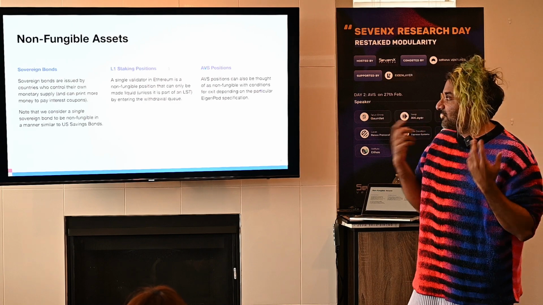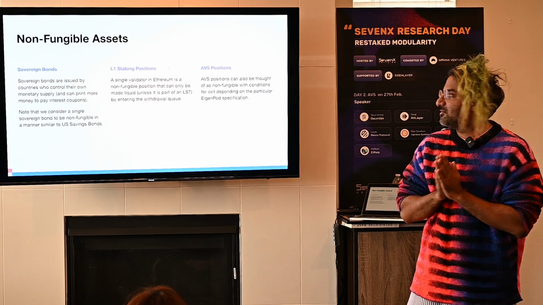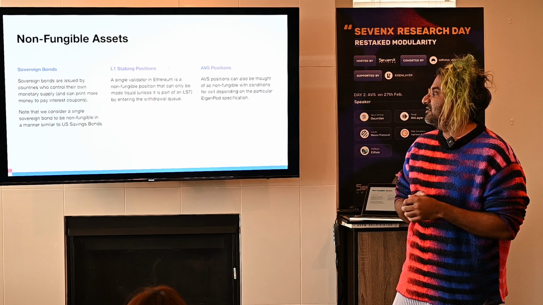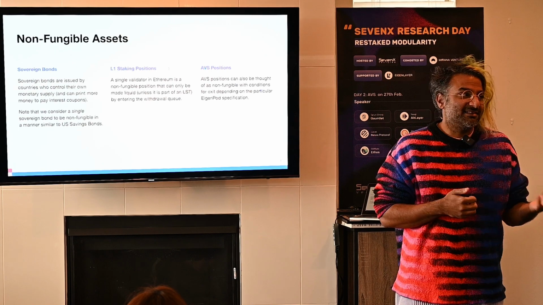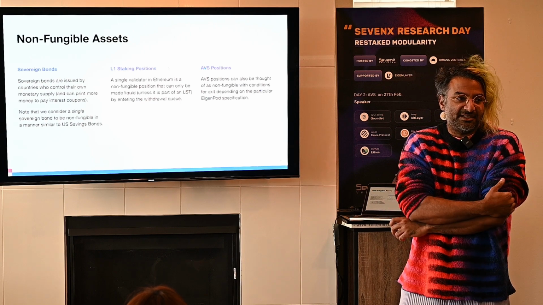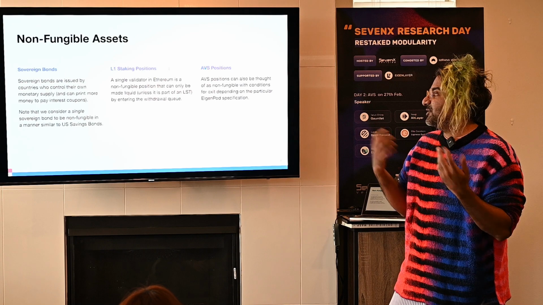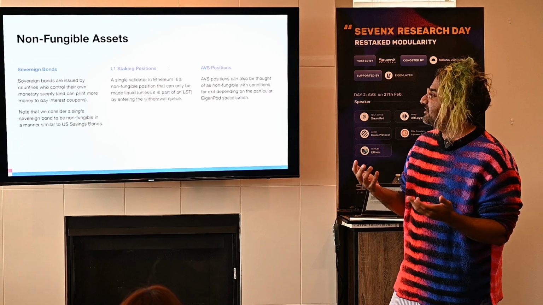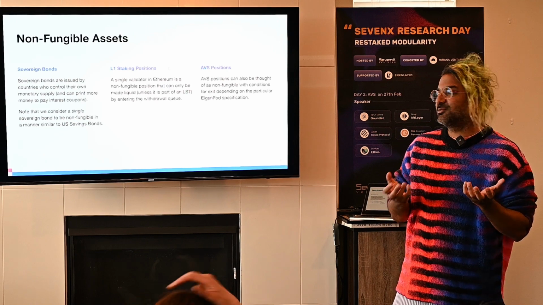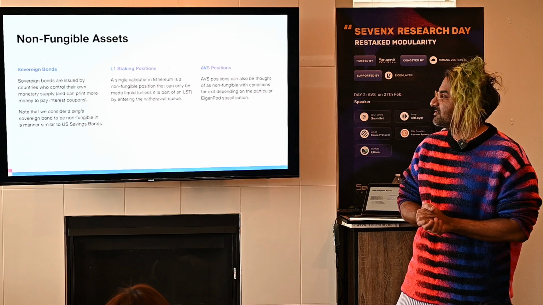The second non-fungible asset is an L1 staking position. So I've locked some assets into a validator. I'm running the validator. The only way I could really make it liquid is to sell my private key. If I do a withdrawal, I have to wait for a withdrawal limit. I have to wait in a withdrawal queue. There's uncertainty in that. So in a lot of ways, the L1 staking positions are non-fungible. Obviously, they can redeem to fungible, but you have to pay this duration risk.